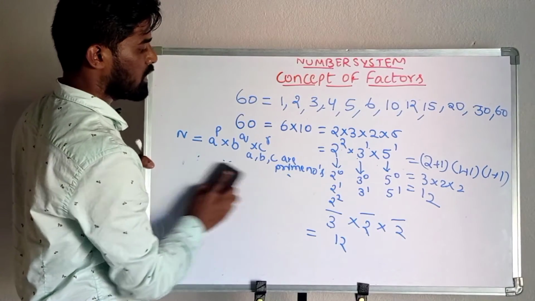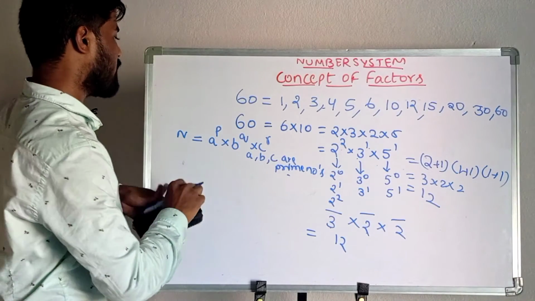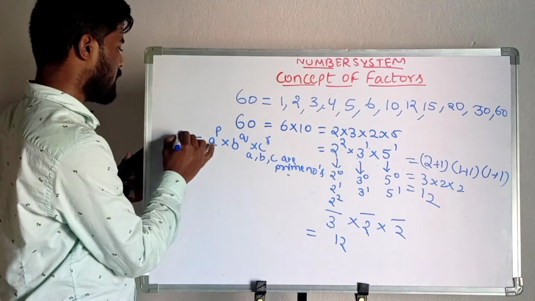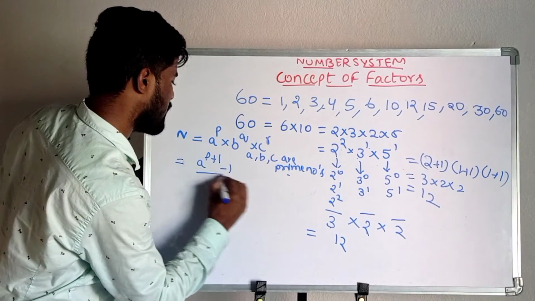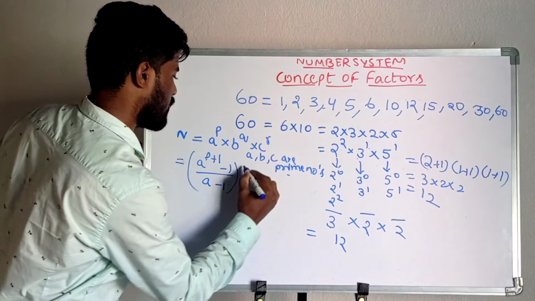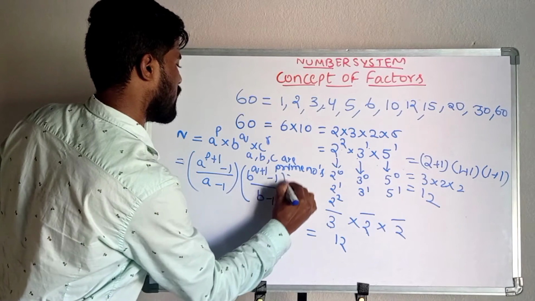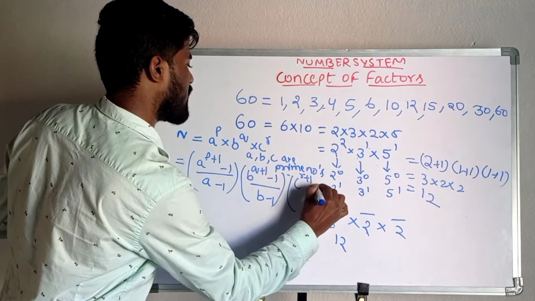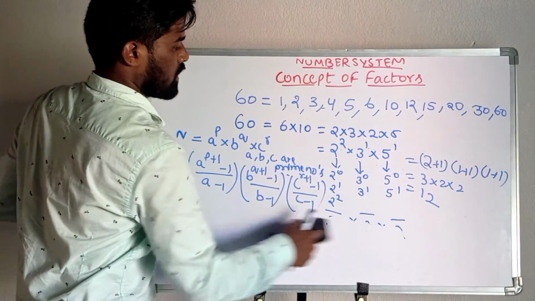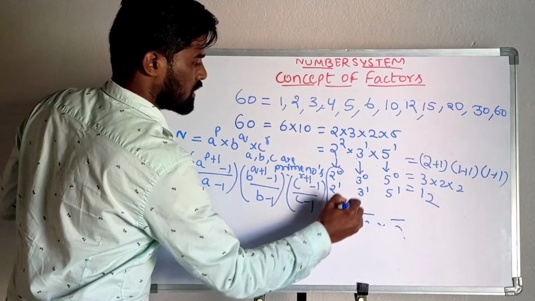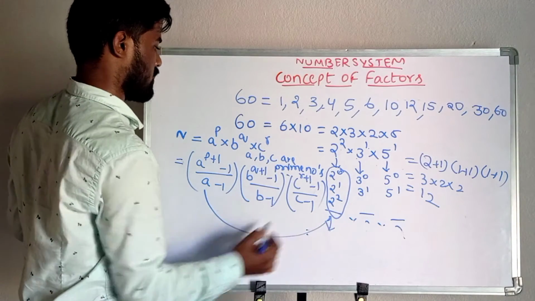Next we will see how to find the sum of factors. The formula for finding the sum of factors for a given number n is a power p plus 1 minus 1 divided by a minus 1, into b power q plus 1 minus 1 divided by b minus 1, into c power r plus 1 minus 1 divided by c minus 1. If you observe these terms, these are in geometric progression. That's why we have found this formula.